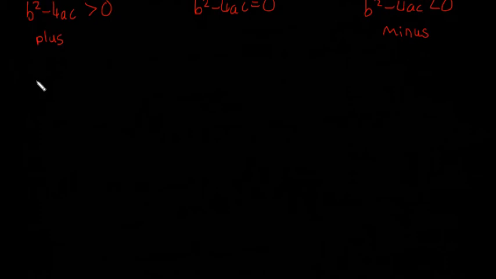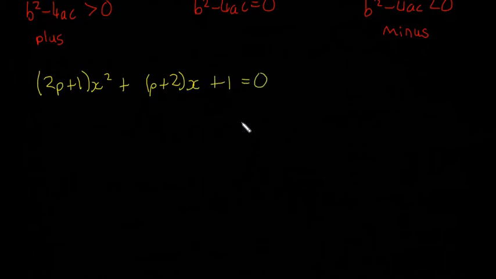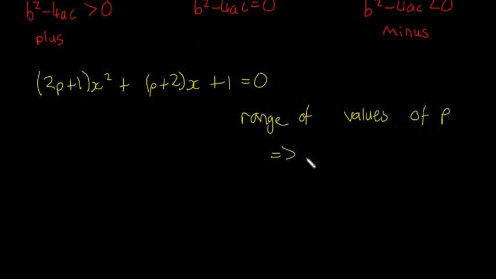So the question is (2p + 1)x squared + (p + 2)x + 1 = 0. And they want to find the range of values of p for which there are real roots. So they want to find the range of values of p that this quadratic has real roots.